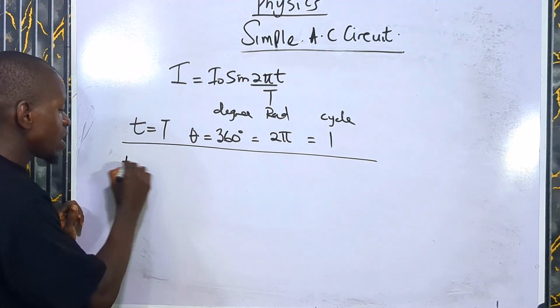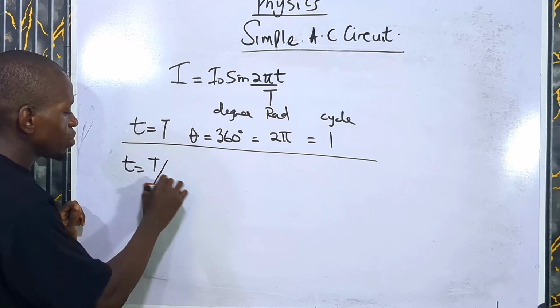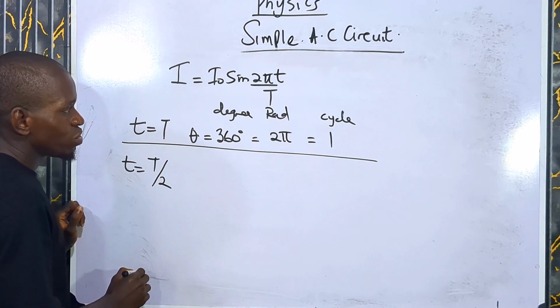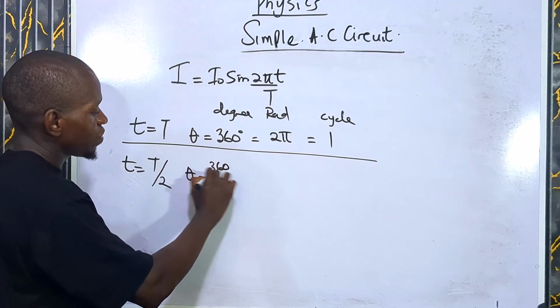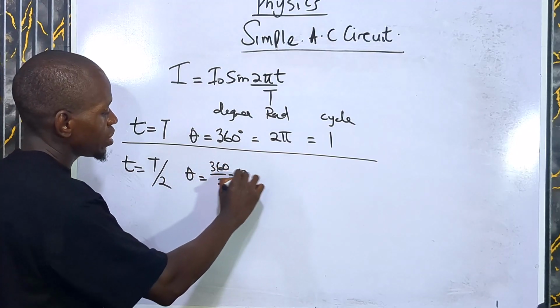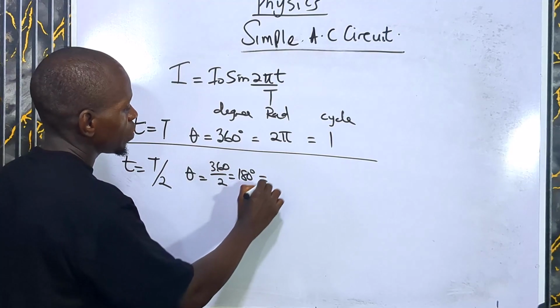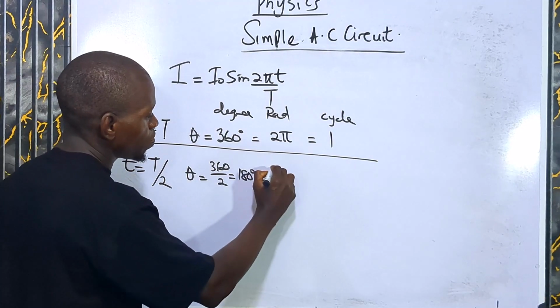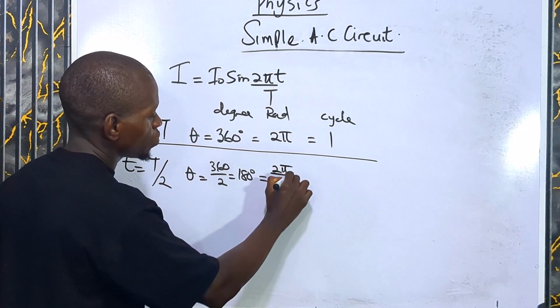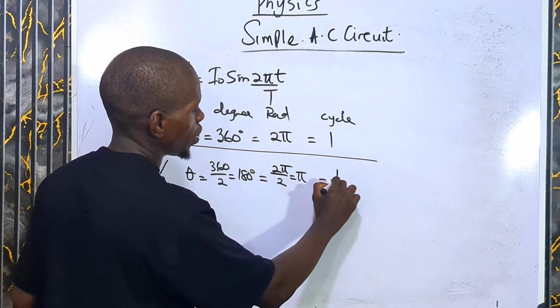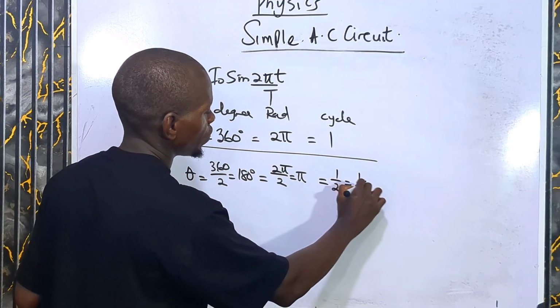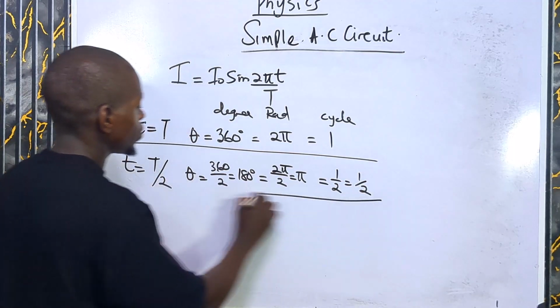Then when your time is equal to period over 2, when the period is divided into 2, your phase angle will be 360 divided by 2, which is equal to 180 degrees. And it's still equal to 2 pi over 2, which is equal to pi radians. And the last one is 1 divided by 2, which is equal to 1 over 2 cycle. It's going to be half of a cycle.